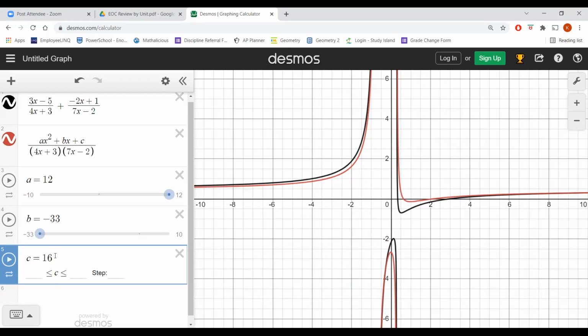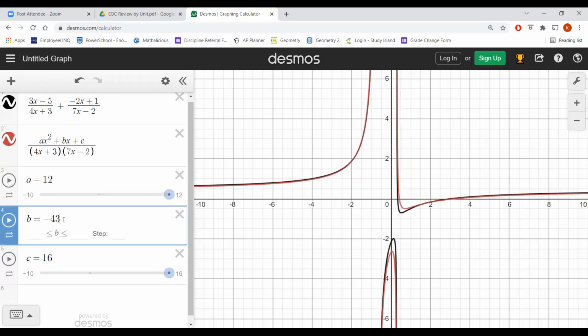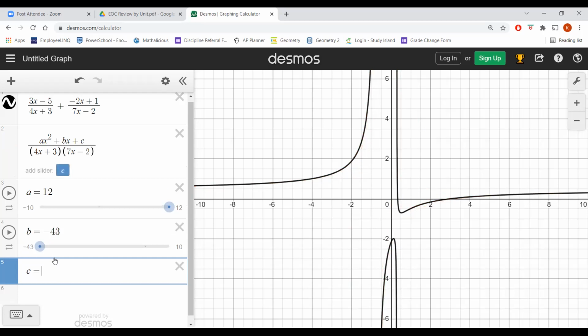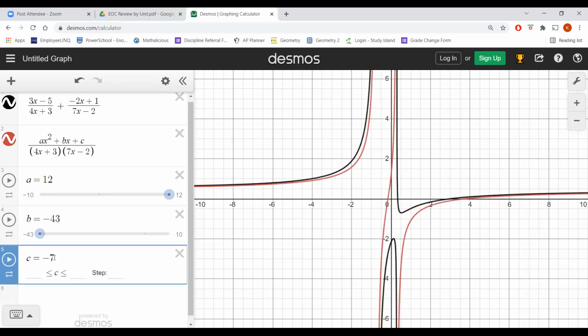I've tried the first B value with all of the C values. I've tried the second B value with all of the C values. Now I'm going to try the third B value, 43. I'm going to go through all of the C values. Negative 7. Nope. Negative 3. Nope. 13. Ooh, that looks so close. Do you guys see it? That looks so close, but I can still see some black. Okay, let's try 16. Nope. Okay. Oh, that looks so close.